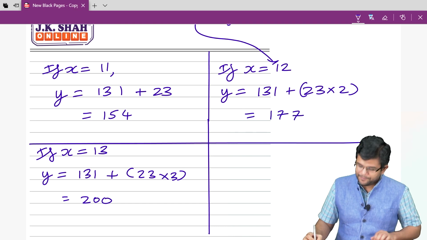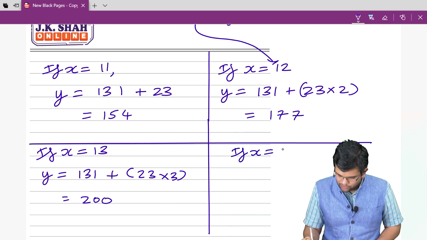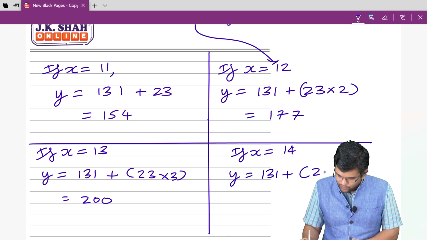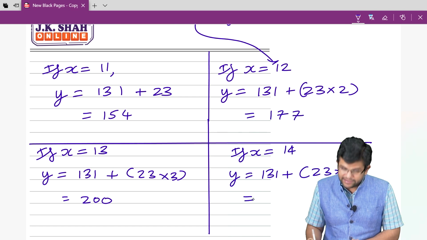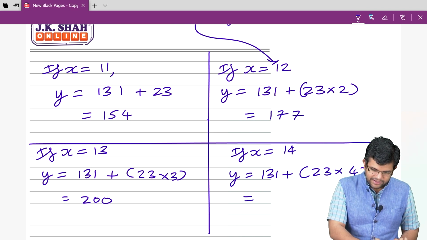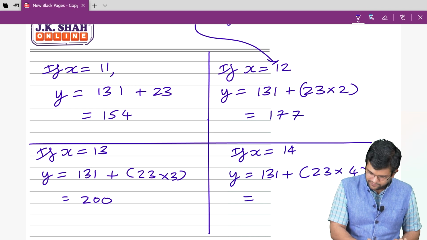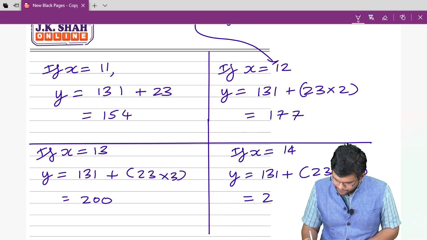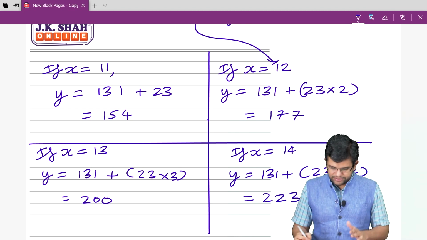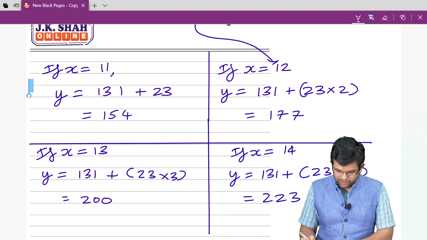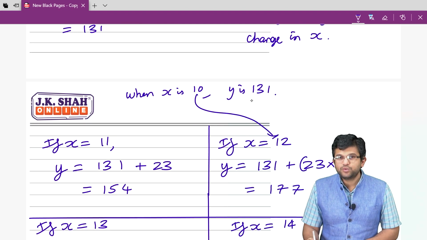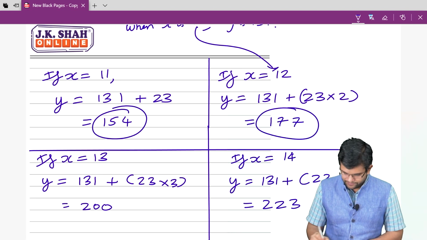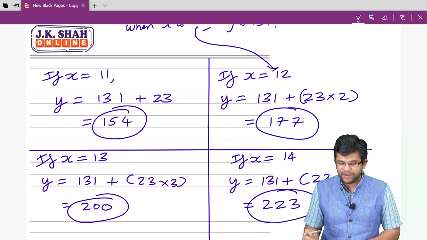This comes to 200. And children, if x is equal to 14, can I say y will be equal to 131 plus 23 into 4? So children, 23 into 4 plus 131, this will come to 223. Now if you see, of course the difference between all is 23 only, right? When x was 10, y is 131, plus 23 is 154, plus 23 is 177, plus 23 is 200, and plus 23 is 223.